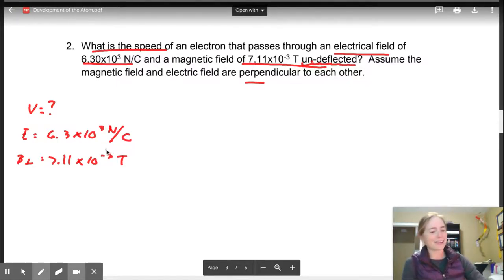Think back to second unit. What do we do? No, we don't panic. Make an F-net equation.